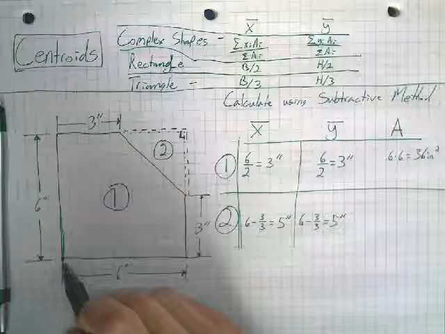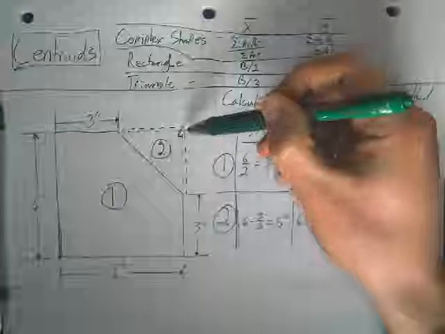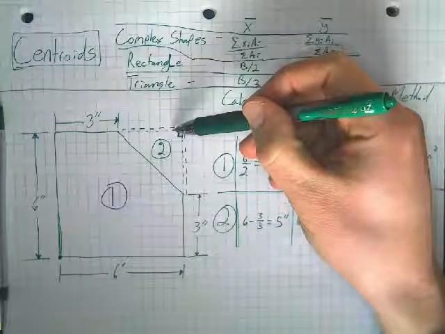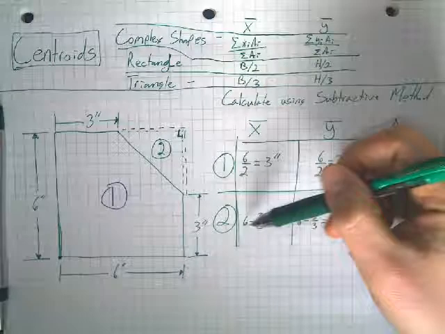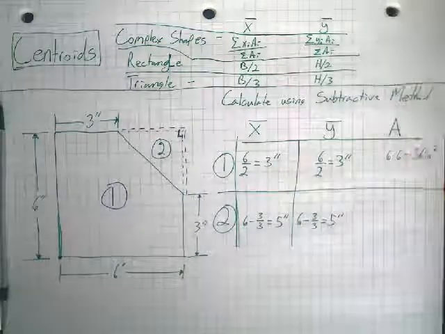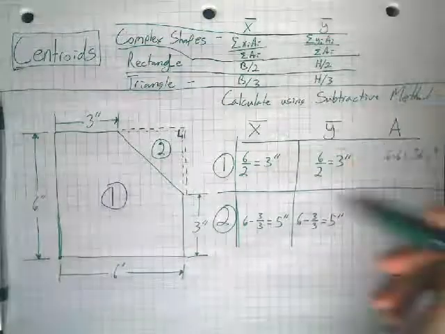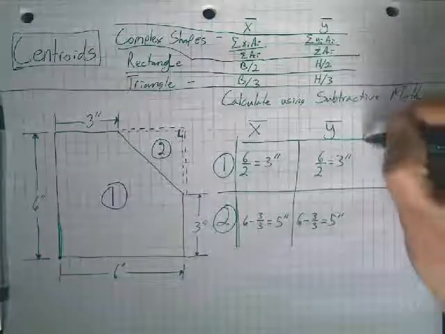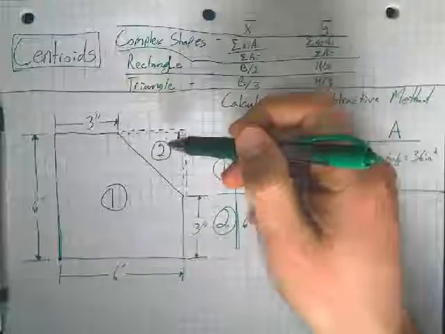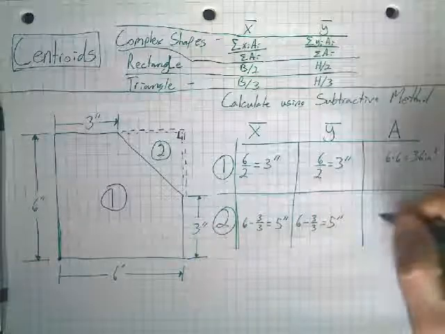So if this is my 0 point, I've started way up here at 6, and I'm working my way backwards to the left and down from the top. So I have to do 6 minus my centroid location and 6 minus my centroid location for both my x and my y. Now the last little bit you have to remember is that because we removed this triangle, my area is going to be considered negative.